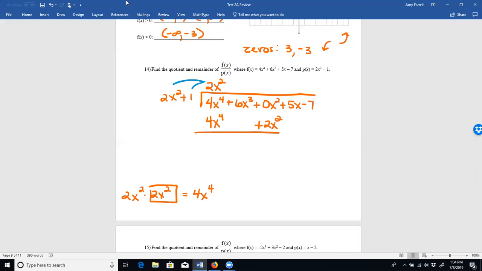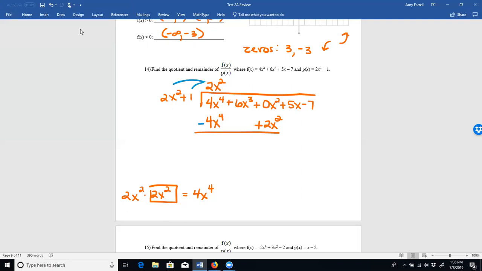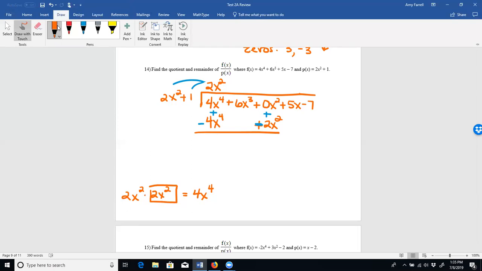Okay, now we subtract down. The other thing we could do, if you wanted to add down, is you could change both signs, and then you'd be able to add down. So I'm going to go ahead and do that. I'm going to change this to a negative 4x to the fourth. I'm going to change this to a negative 2x squared, and then I'm going to add down. So either subtract down or change both signs and add down.